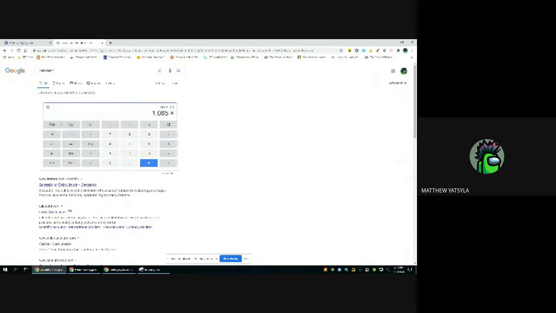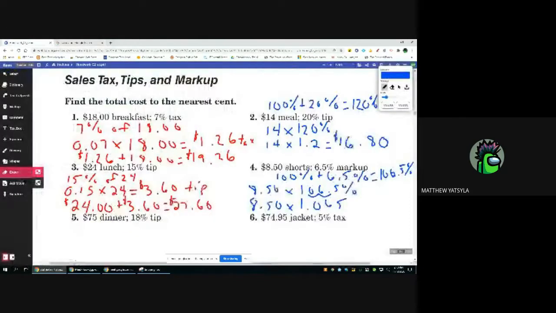1.065 times 850. I did switch it around. The commutative property allows me to do that, to get 905.25. But we have to round this to the nearest penny. So our pennies are the hundredths place. We see a 5 with a 2 next to it. We leave it as is. So you pay a total of $9.05 for what the price would be marked up to.